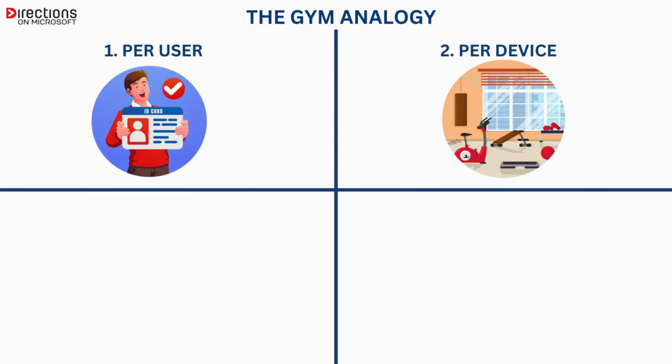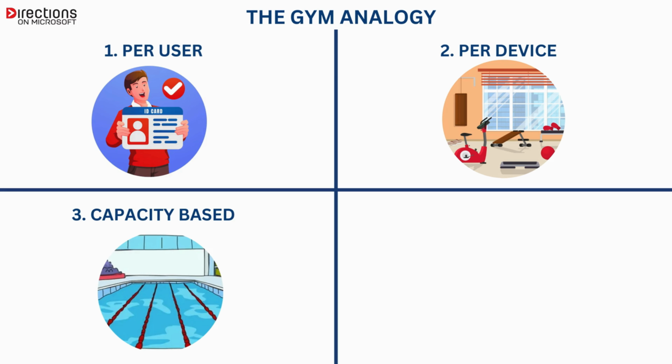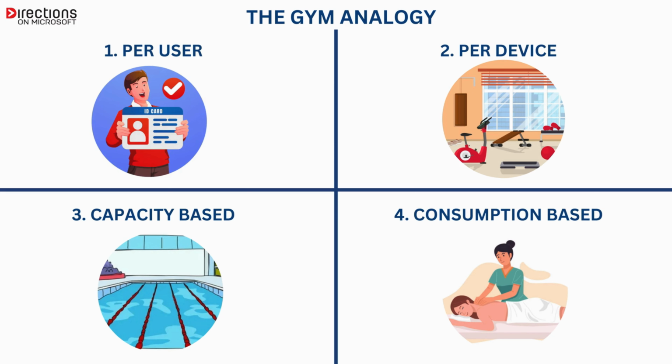Think of per device like home gym equipment. You buy it, and anyone you allow can use it. Capacity-based is like an add-on to your gym membership that allows you to use the facility's swimming pool whenever you want. But you still must pay even if you don't end up using the swimming pool. Consumption-based is how a high-end gym or health club might handle massage sessions. You're charged a per-instance massage fee only after you show up for and receive the service.